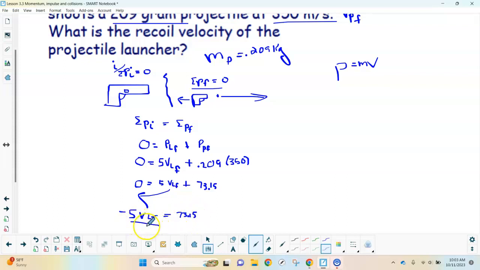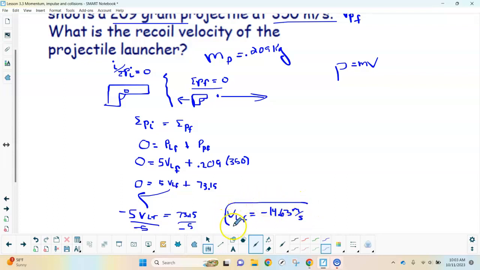And then you divide through by negative 5. So VLF, the velocity launcher final, is negative 14.63 meters per second. So that's a pretty big velocity.